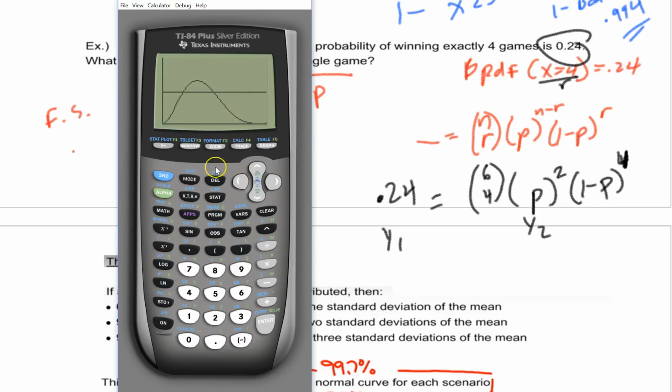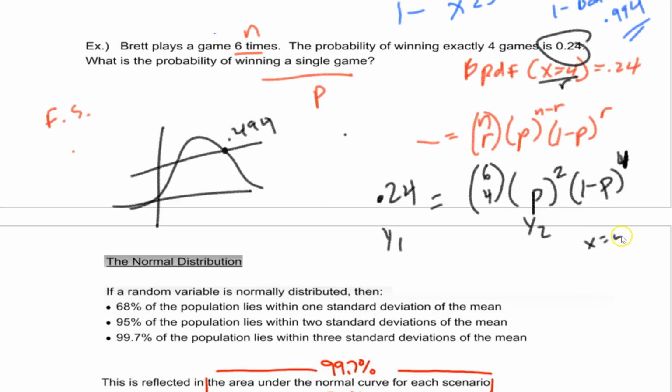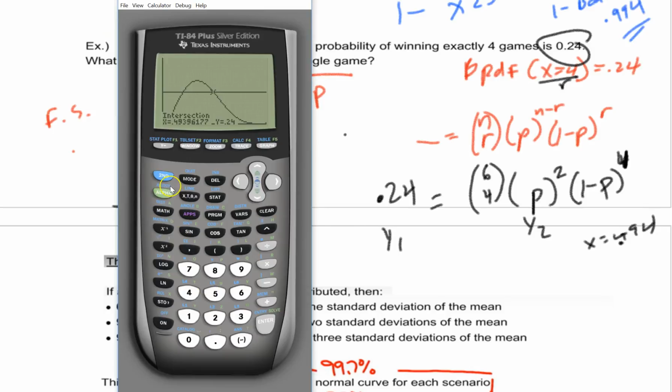All right, and the way we find the intersection, we go to second calculator, find intersect, get close to 1, hit enter a couple of times, and I get 0.494. By the way, how do you show some work? You just graph it. So you're graphing it, looks like this, and like that, and that's 0.494, I believe it was. So that's one answer. About a 50% chance.